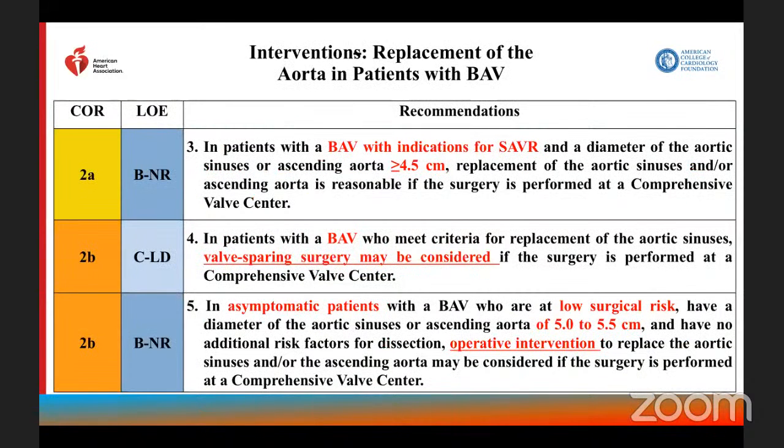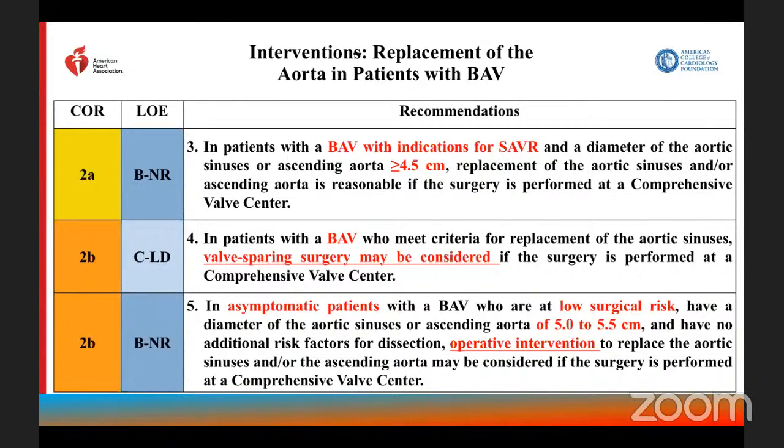In a patient with bicuspid aortic valve with indication for surgical AVR and a diameter of the aortic sinuses or ascending aorta of more than 4.5, replacement of the aortic sinuses and/or ascending aorta is reasonable if the surgery is performed at a comprehensive valve center, and it's a class 2A, level B. In a patient with a bicuspid aortic valve who meets criteria for replacement of the aortic sinuses, valve sparing surgery may be considered if the surgery is performed at a comprehensive valve center, and it's a class 2B, level C.